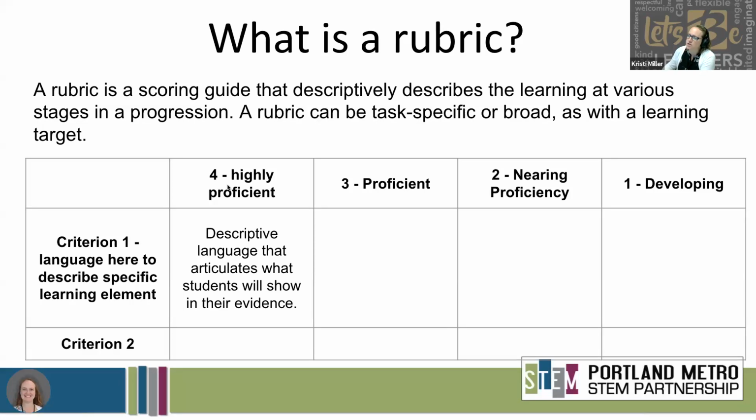And these levels, this 4, 3, 2, 1, these really are symbols that describe a level of learning. They're not meant to be grades. The grade comes at the end after all of my evidence has been collected and evaluated.